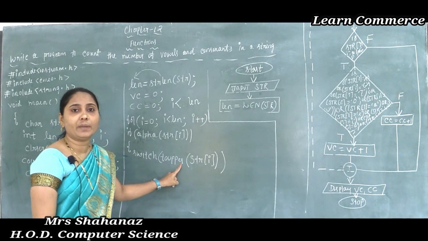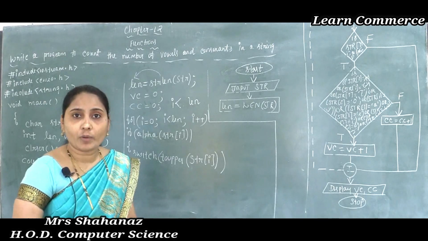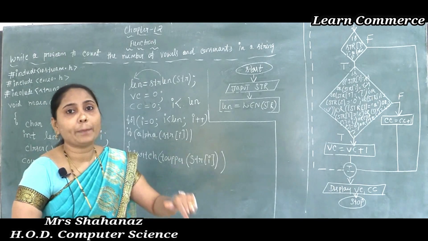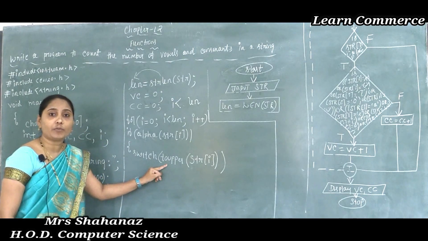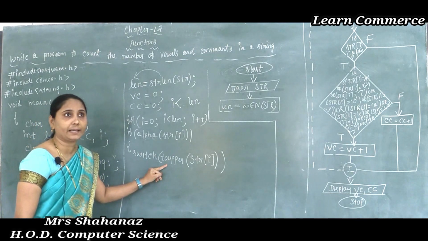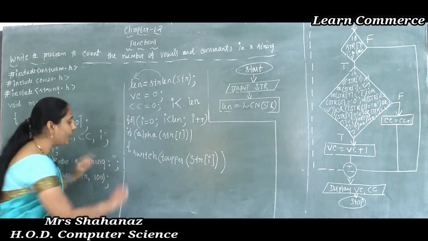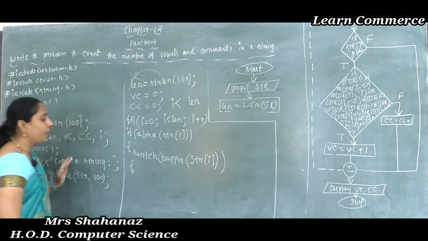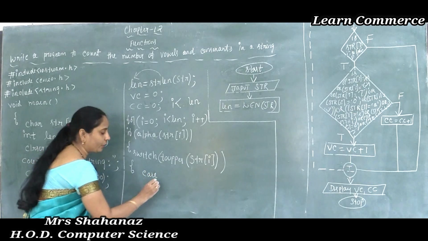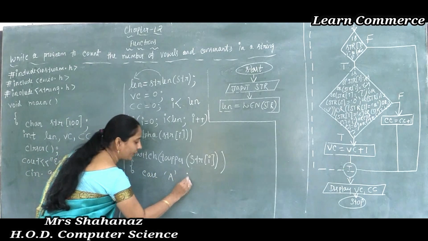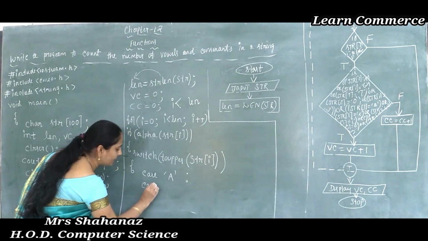As we know, toupper converts from lowercase to uppercase. So here we are converting the alphabet to an uppercase character. Later, next, which characters are we going to convert to uppercase? One is A, the second one is E.